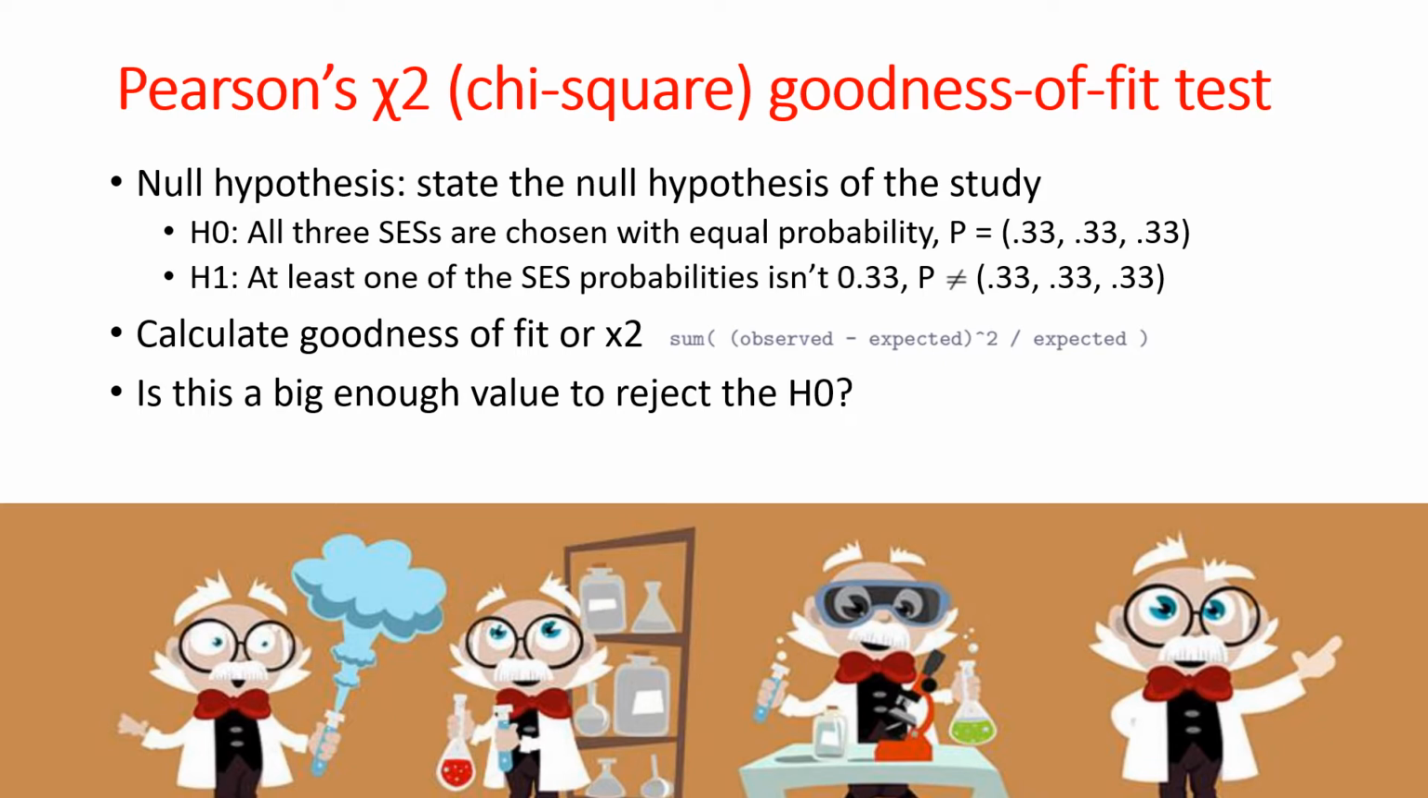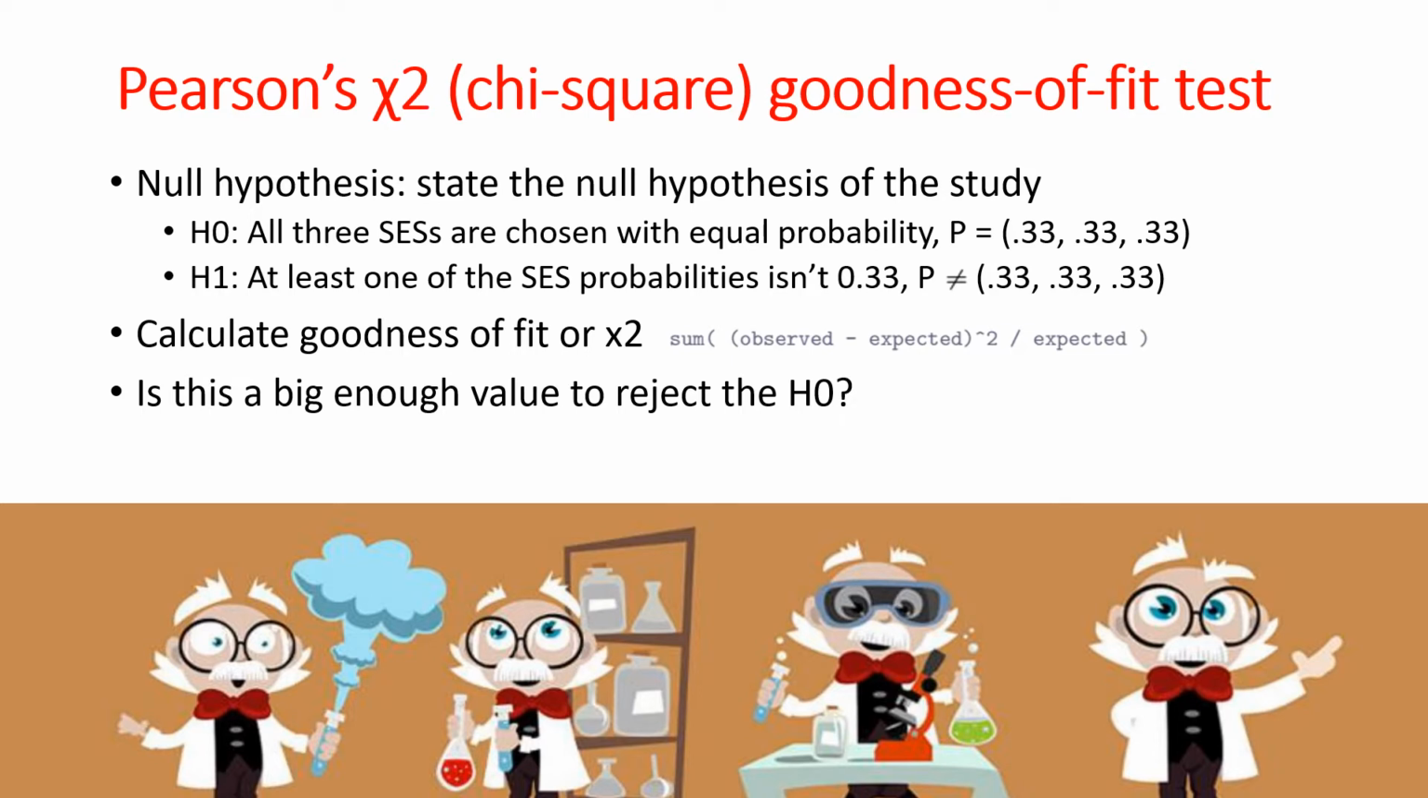So we need to state the null hypothesis of the study. H0, or H null, is the short form of null hypothesis if you see it anywhere else. The null hypothesis is that all three socioeconomic statuses are chosen with equal probability. So if we have three socioeconomic statuses, each of them should be chosen with equal probability, which is 0.33. Each of them has a 33% chance of being selected.